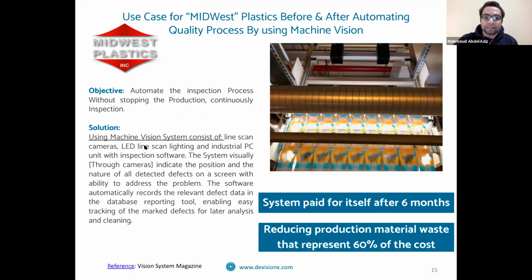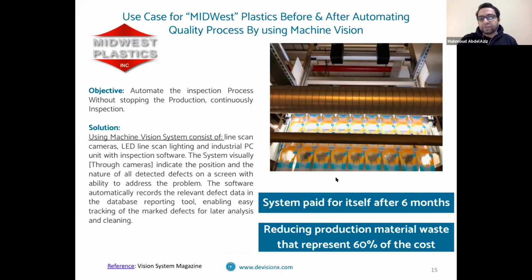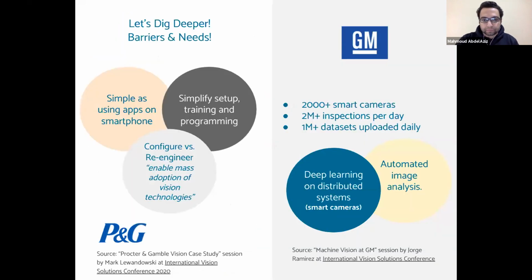So they used a line scan camera with LED line scan lighting and an industrial PC to automate the whole process. After 6 months of using this system, it paid for itself as an ROI, and also reduced the production material waste that represents 60% of the cost. So this is the real business value of using this type of automated quality inspection system based on machine vision and AI.